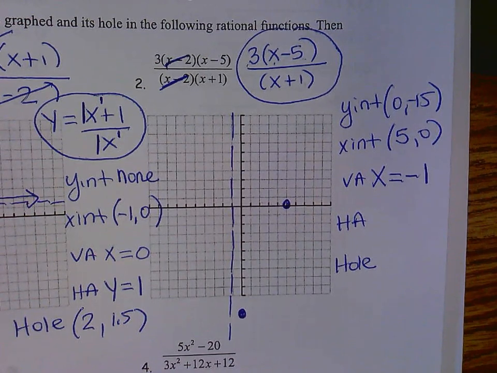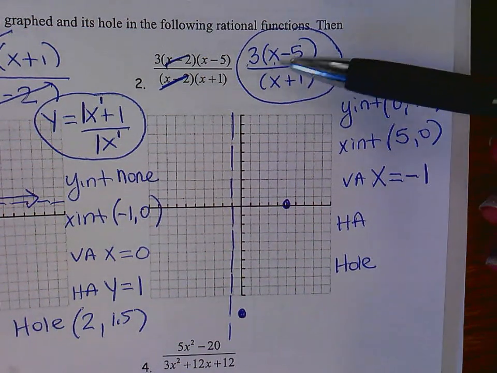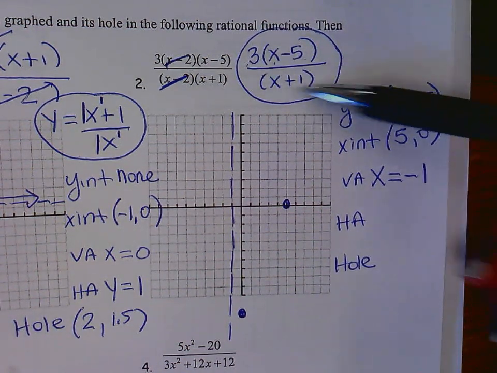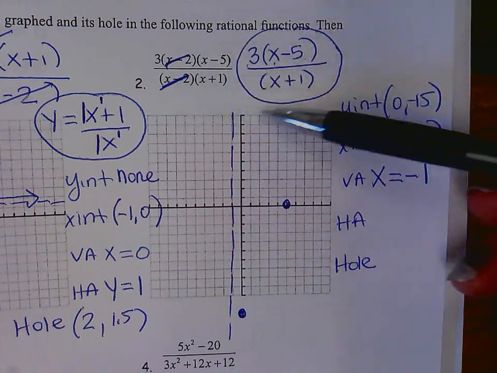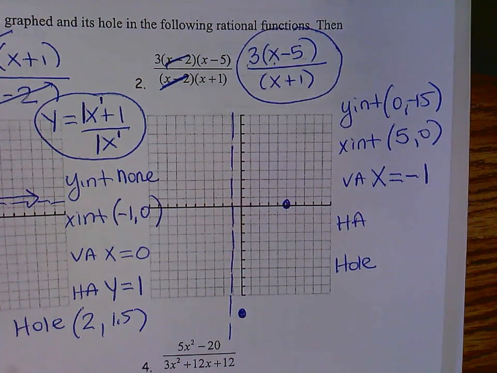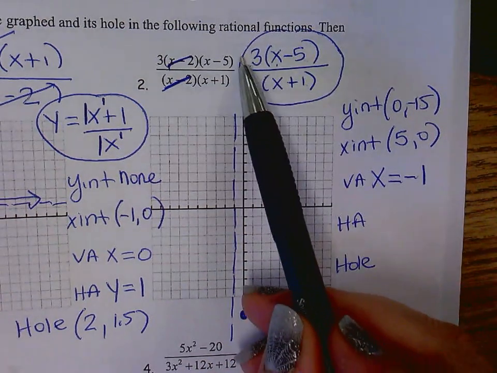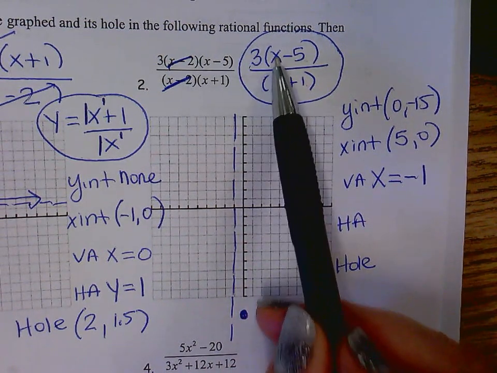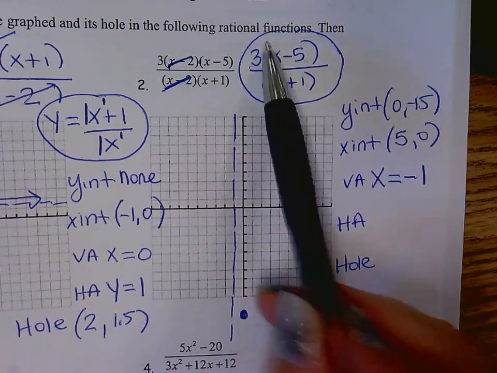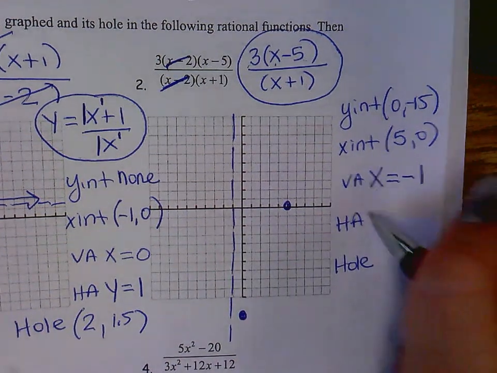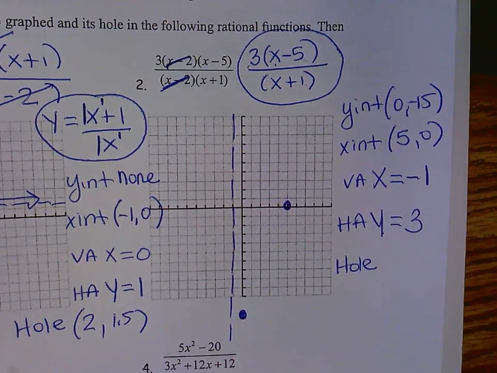Horizontal asymptote. What's the degree of the numerator and the degree of the denominator? They still have a first degree, right? X to the first, x to the first. So I peel off the coefficients in front of those x values. If I distributed, I would have 3x over 1x. So I have to take 3 and divide by 1. So y equals 3 is my horizontal asymptote.